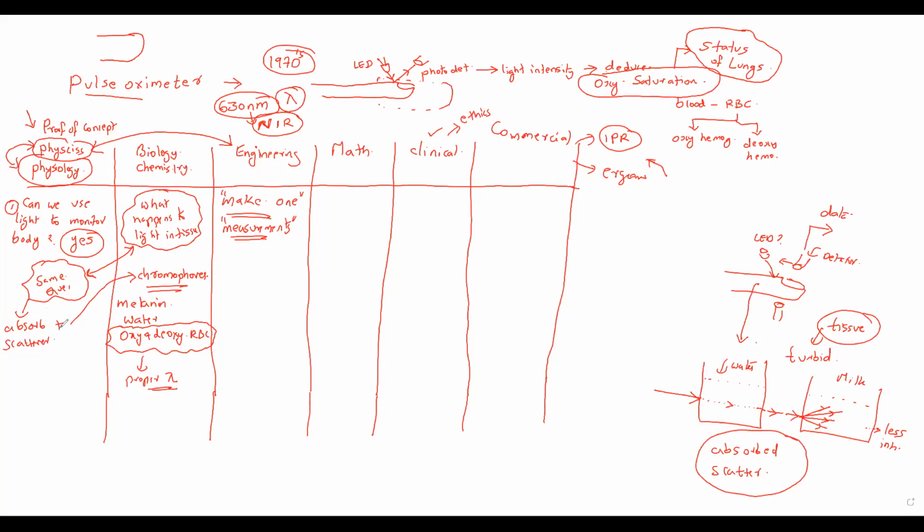And with this information, now we can say that if I use 630 nanometer with a given power, then I am going to get an output intensity which is going to be sensitive to oxy and deoxyhemoglobin content.